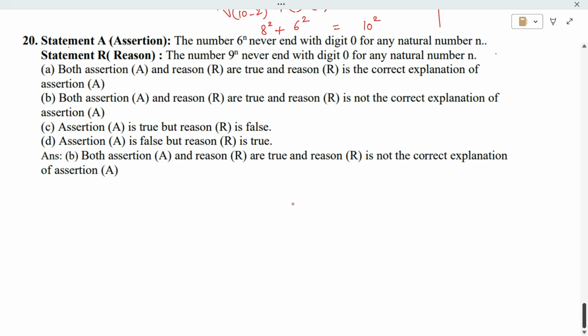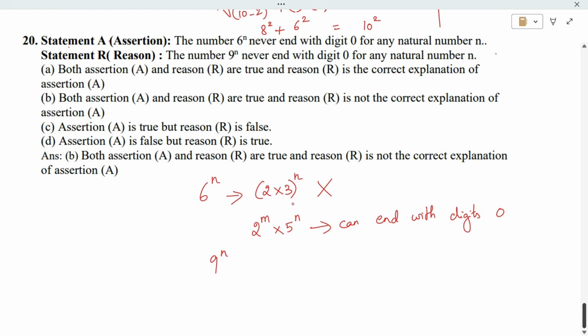Question number 20. The assertion is given as: the number 6 power n never ends with digit 0 for any natural number n. So how can I express 6? 6 can be expressed as the product of prime numbers 2 times 3, and the power is n, isn't it? So always remember, any number which can be expressed as 2 power m into 5 power n can end with digit 0. Now in 6 power n, do we have 5 as a factor? It is not, right? So it never ends with digit 0 for any natural number.